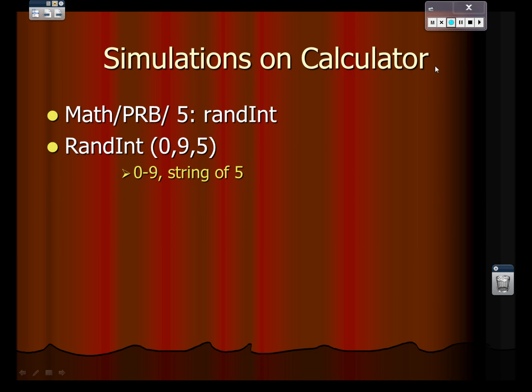If you don't like looking up numbers in a number generator, you can always use a calculator. Math, over to PRB, option 5. We're selecting single digits, 0 through 9 in this case, and I would like 5 numbers in a row. If I wanted 2-digit numbers, I could type in 00 through 99 and how many digits I would want.